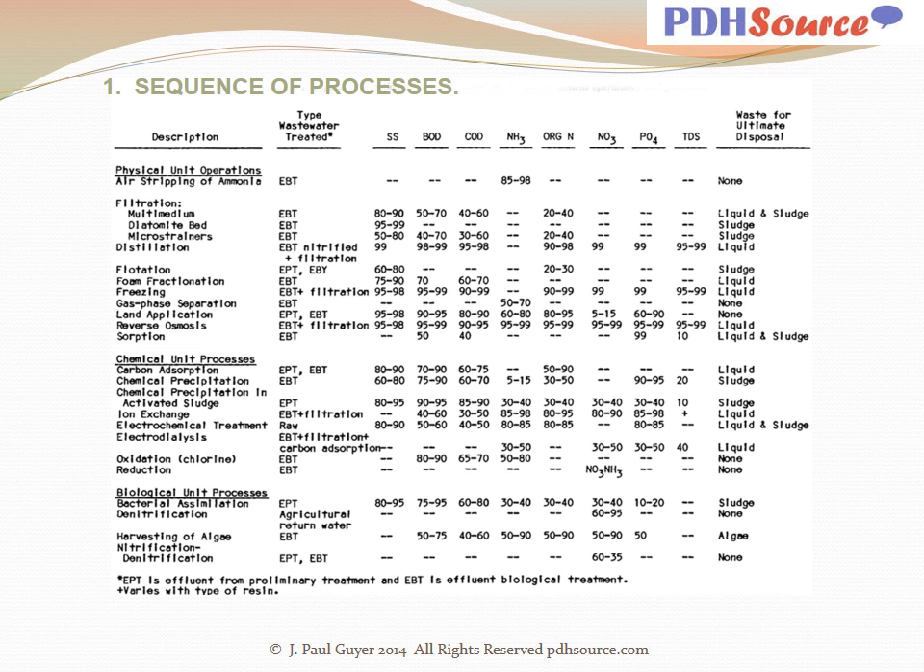This table indicates the various advanced wastewater treatment methodologies that may be employed. The abbreviations used across the top: SS is suspended solids, BOD is biological oxygen demand, COD is chemical oxygen demand. Basically, these are measures of the biological contaminants in the wastewater stream. And then, of course, ammonia and nitrogen and nitrates and phosphorus, which are chemical contaminants, and TDS is total dissolved solids.